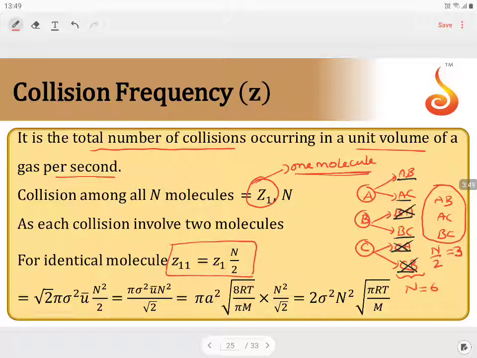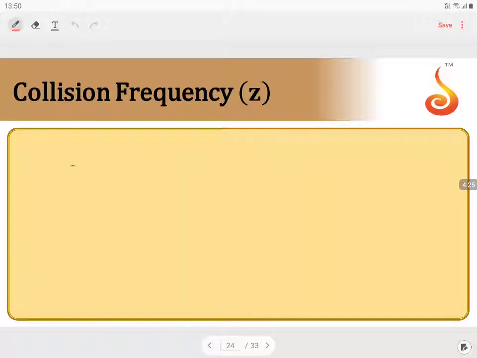Z1 is already the number of collisions made by one molecule. It is already fixed. Along with Z1, what else comes into the picture is the leftover number of molecules. If you have two more molecules apart from A, the leftover two molecules, 2 by 2, one more collision adds up to get the 3. So n by 2 is taken as the total number of collisions that can happen in unit volume in 1 second. Taking this into consideration, Z11 can be written as Z1 into n by 2.